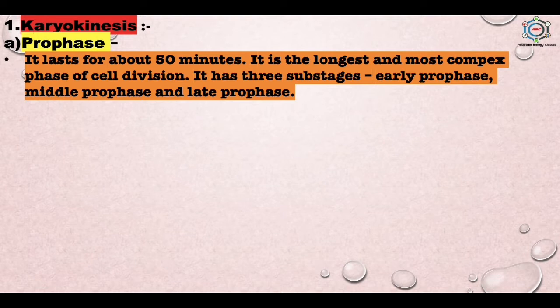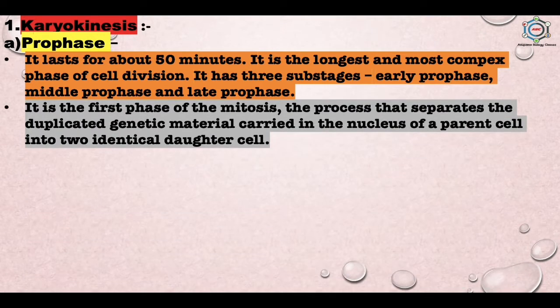It has three substages: early prophase, middle prophase and late prophase. It is the first phase of mitosis, the process that separates the duplicated genetic material carried in the nucleus of a parent cell into two identical daughter cells. So, in the prophase, there are three substages.